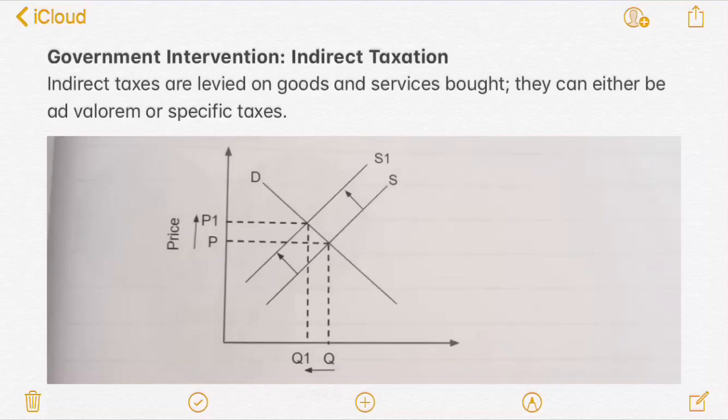So I'll now move on to indirect tax. Indirect taxes are levied on goods and services bought. They can either be ad valorem or specific taxes. There's also a graph at the bottom, so you guys need to know that. You will be given scenarios about these graphs, and you have to know how to illustrate these graphs when given a scenario.